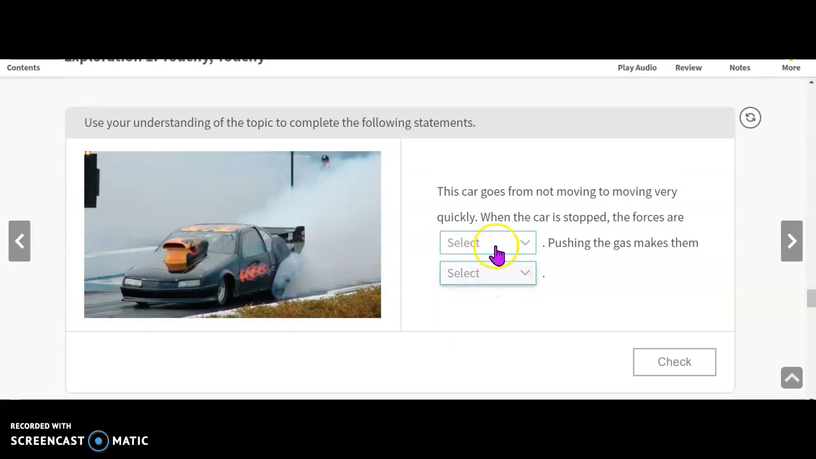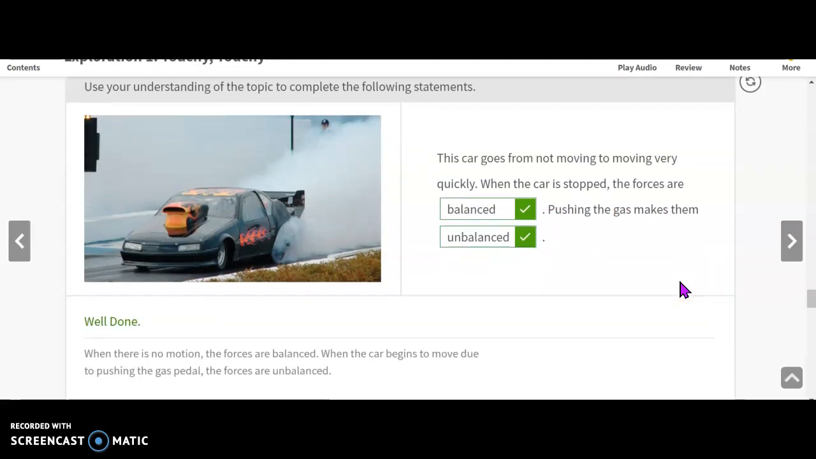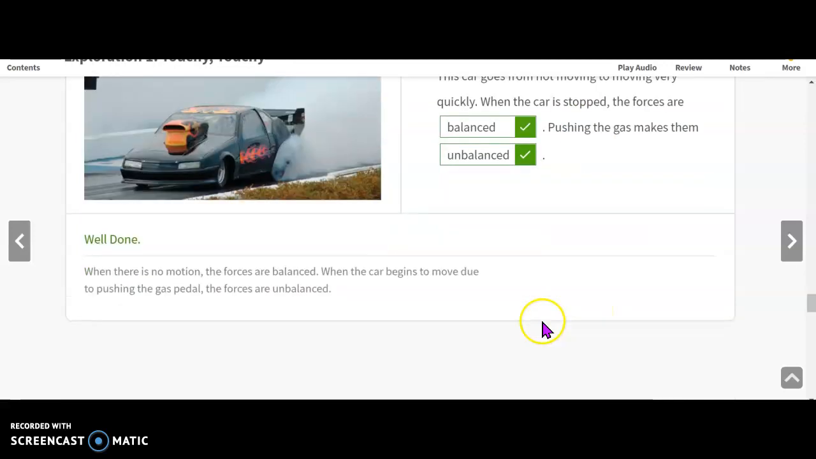So this car goes from not moving to moving very quickly. When the car is stopped, the forces are balanced. Pushing the gas makes them unbalanced. This is number 6 in your book. When there is no motion, the forces are balanced. When the car begins to move due to pushing the gas pedal, the forces are unbalanced. Pause this to fill those 2 blanks out. Actually, yours aren't blanks, it's a sentence, so you can actually write this sentence right here. So you can pause the video and write this sentence.